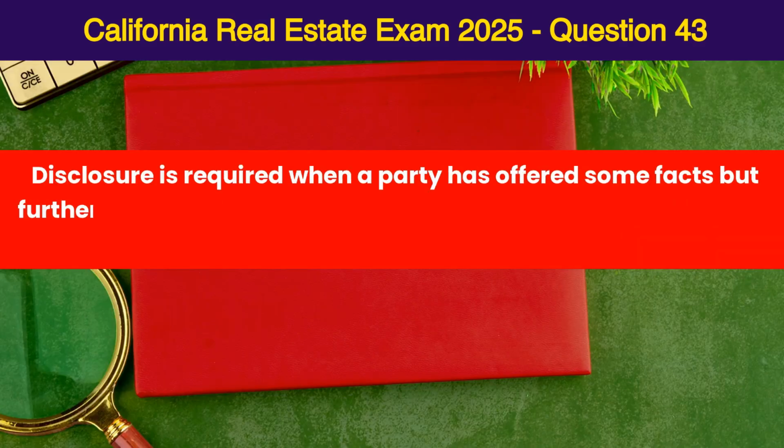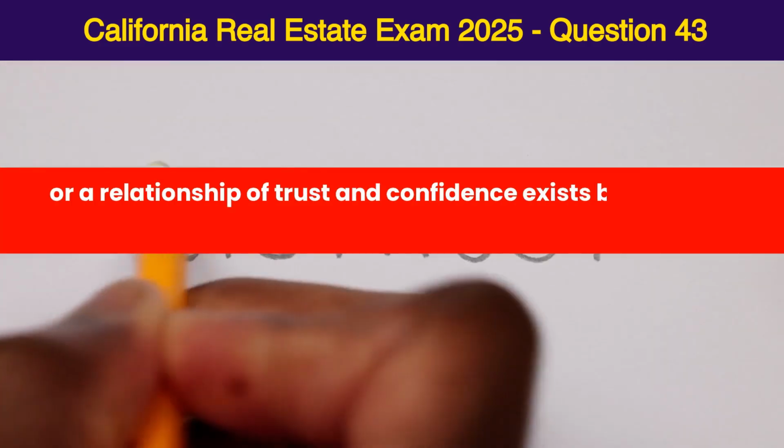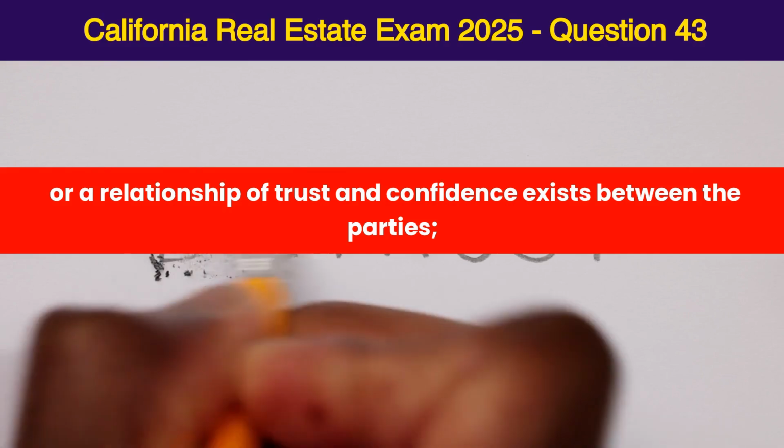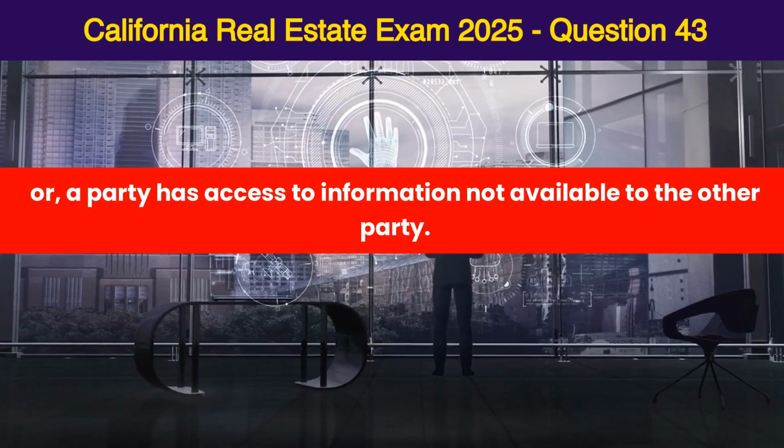Non-disclosure is the failure to volunteer required information. Disclosure is required when a party has offered some facts, but further information is needed to provide an accurate description for the other party, or a relationship of trust and confidence exists between the parties, or a party has access to information not available to the other party.